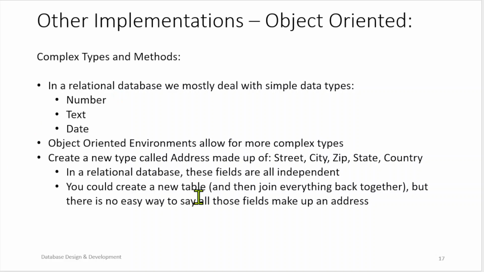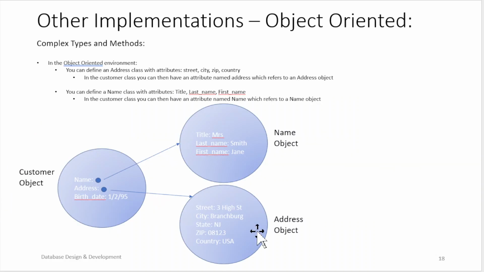As opposed to object-oriented, they would just be an object. So you'd have an address object, a name object, and then a customer object. And in the customer object, you'll notice that name and address within the customer are actually objects. So they point to another object. And within the design, that's how you do it. These objects are all independent, and you would just point to them. So they all have a unique identifier that you can find.